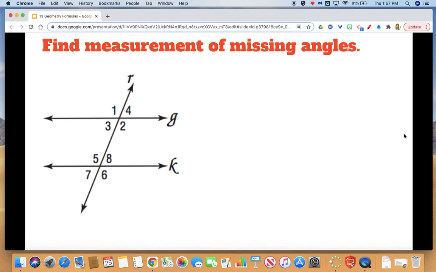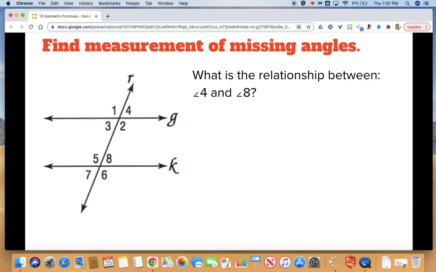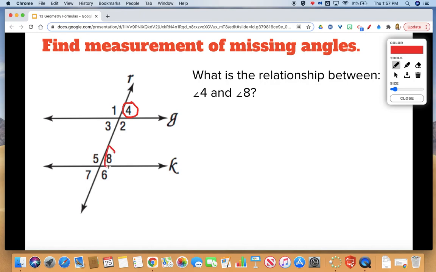Let's look at this example and see if we can find the measurement of the missing angles based off of the relationships that we're being asked about. So what's the relationship between 4 and 8? If I look at 4 and 8, they are not both on the same side of the parallel. They both just sit on top of the parallel. And it looks like they are corresponding because they're sitting in the same spot on the parallel lines, on top and then to the right.